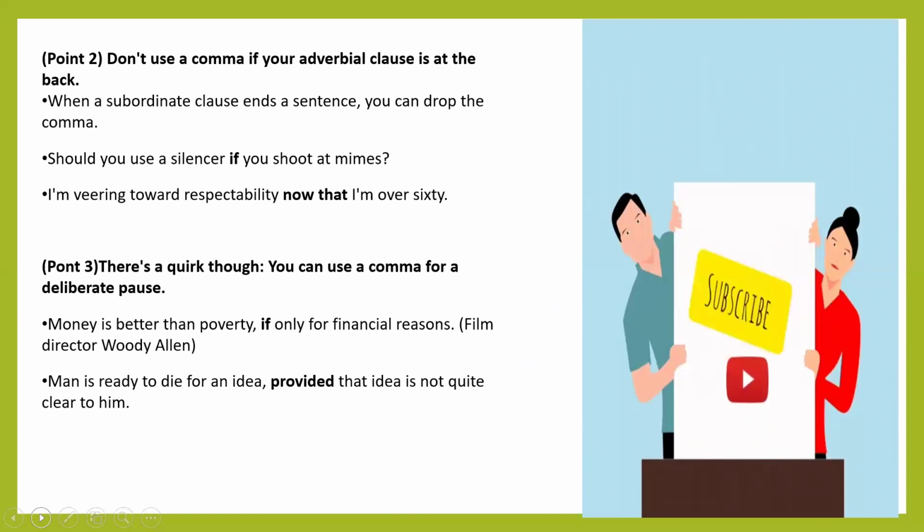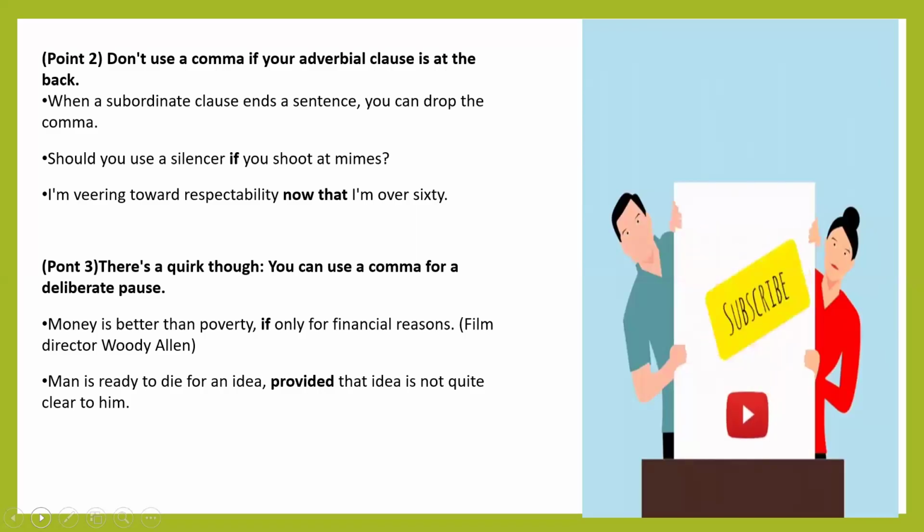Point three is there is a quirk though. You can use a comma for a deliberate pause. If you're deliberately using a pause, at that time we have to use a comma. Money is better than poverty, comma, if only for financial reasons. This was said by film director Woody Allen. In this case, we are deliberately pausing, so we have to use the comma.